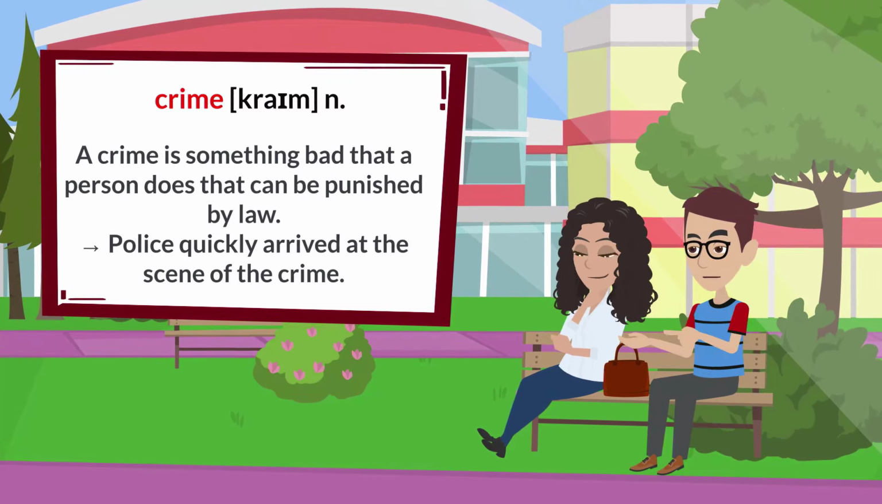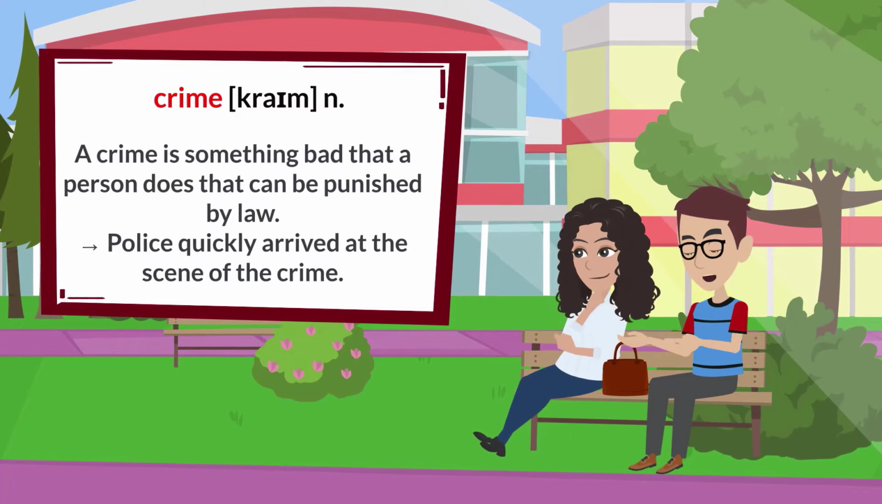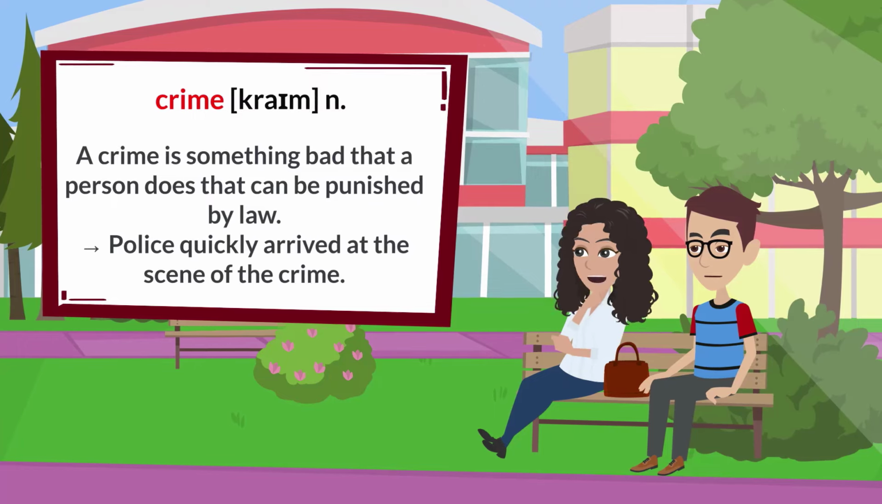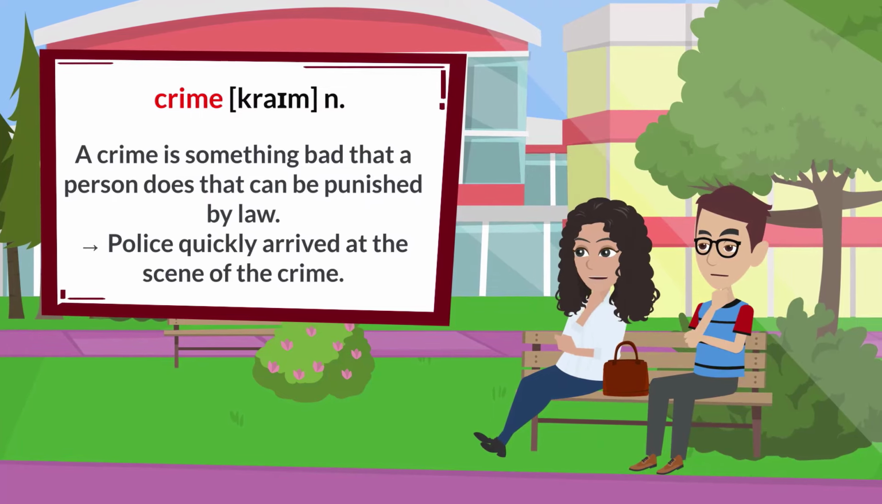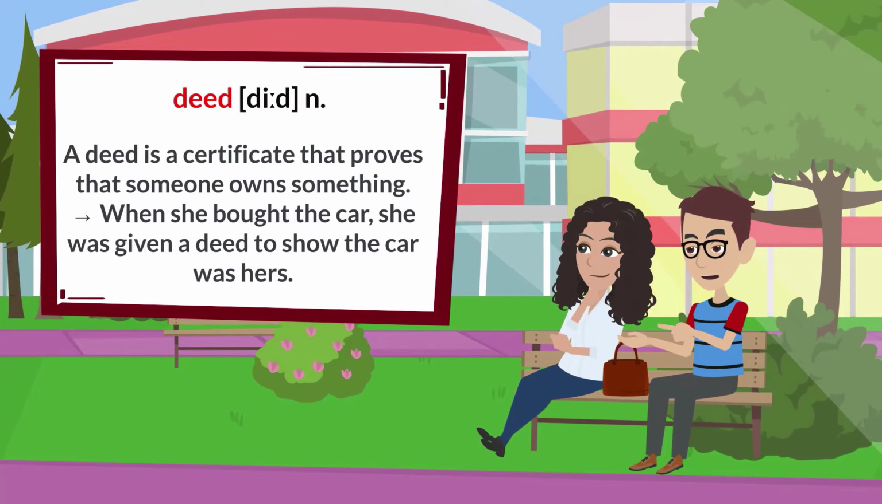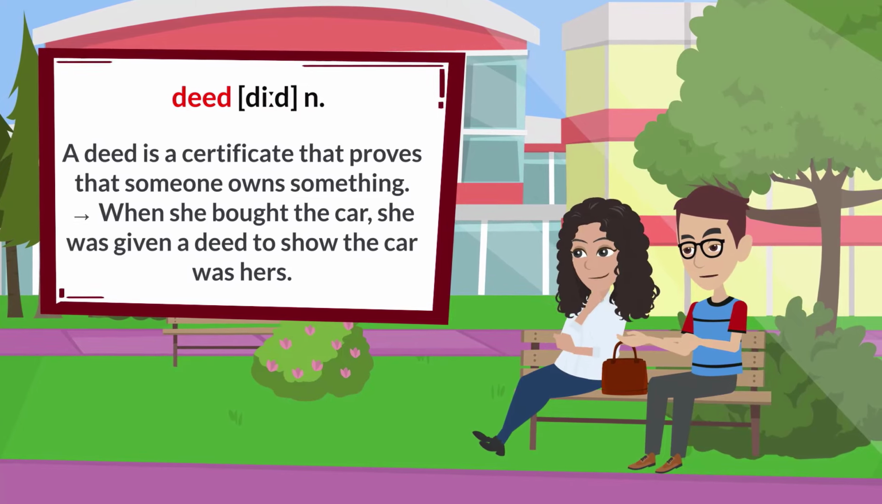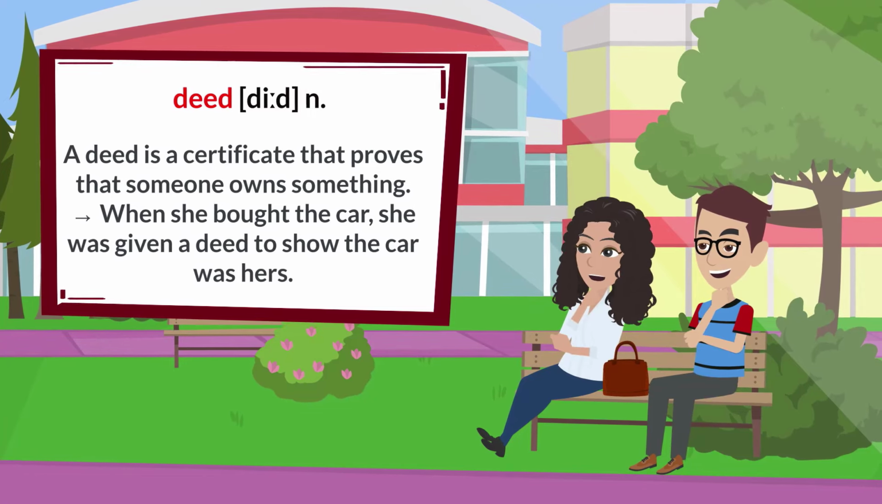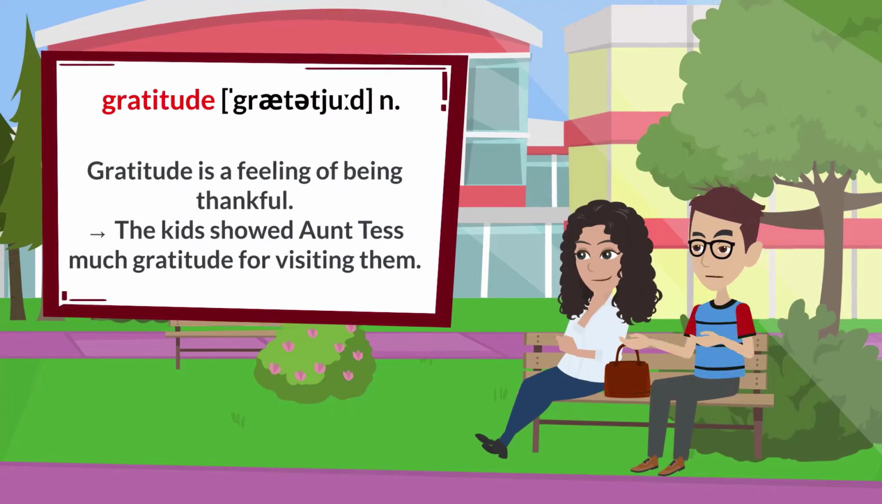Crime. A crime is something bad that a person does that can be punished by law. Police quickly arrived at the scene of the crime. Deed. A deed is a certificate that proves that someone owns something. When she bought the car, she was given a deed to show the car was hers.